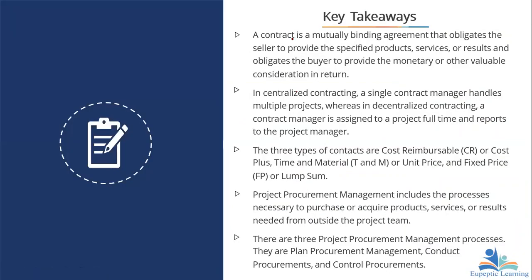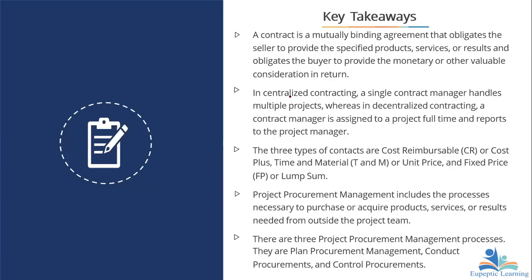Now we have seen that a contract is a mutually binding agreement obligating the seller to provide a certain product, service, or result, and of course obligating the buyer to make the necessary monetary payment or other consideration in return. We looked at what centralized contracting is and what decentralized contracting is, and the advantages thereof in having centralized or decentralized contracting.